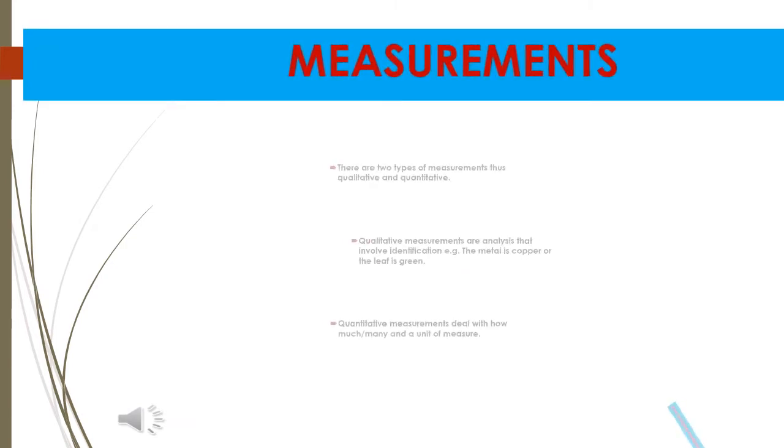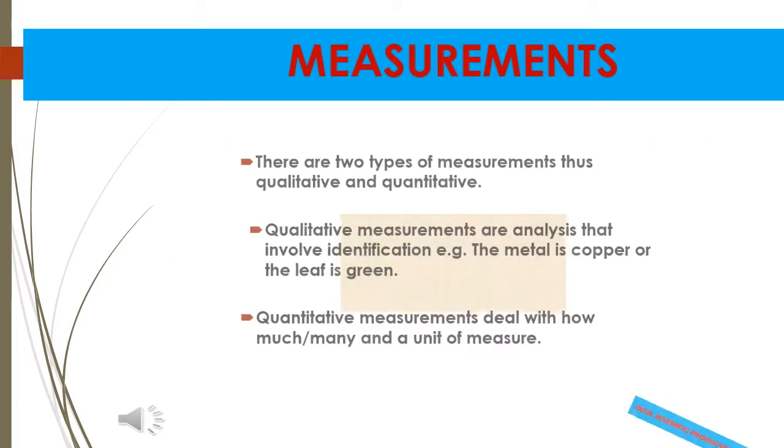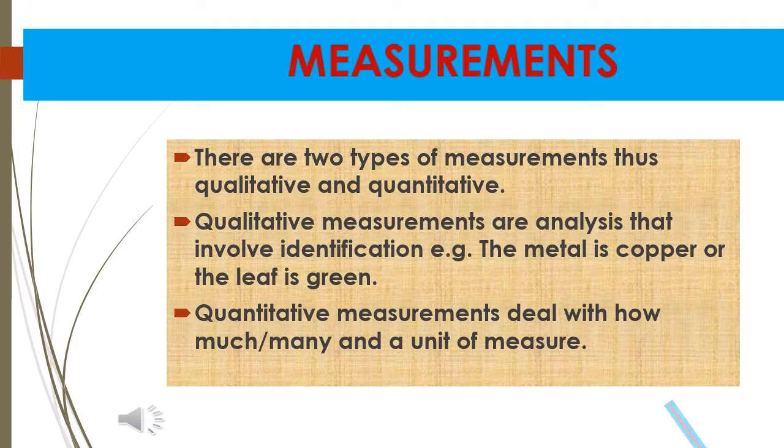There are two types of measurements, thus qualitative and quantitative. Qualitative measurements are analysis that involve identification, for example, the metal is copper or the leaf is green. Quantitative measurements deal with how much or how many and a unit of measure, for example, a 10 kilograms bag of sugar, etc.